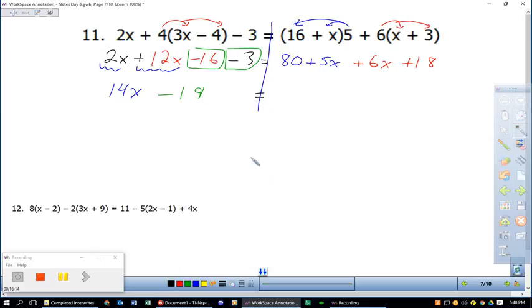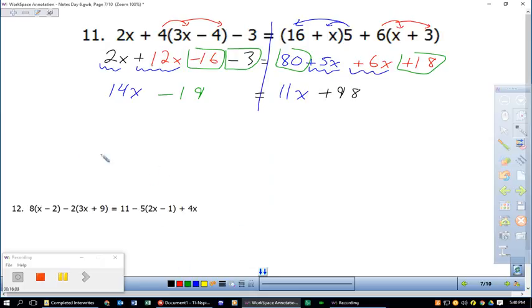All right, equals. Let's see if we can combine stuff over here. So our x terms, we can put those together. 5x and 6x. That's going to give us 11x. And next we have 80 plus 18. So we have a total of 98 right there. It just got a lot simpler. That's our goal. We're going to make it a little simpler every time until it's done.